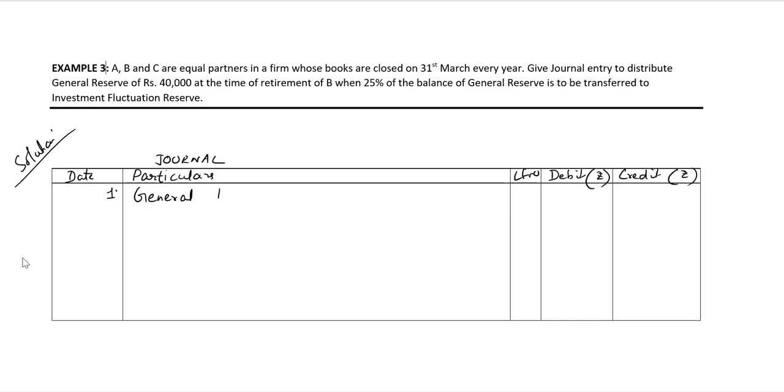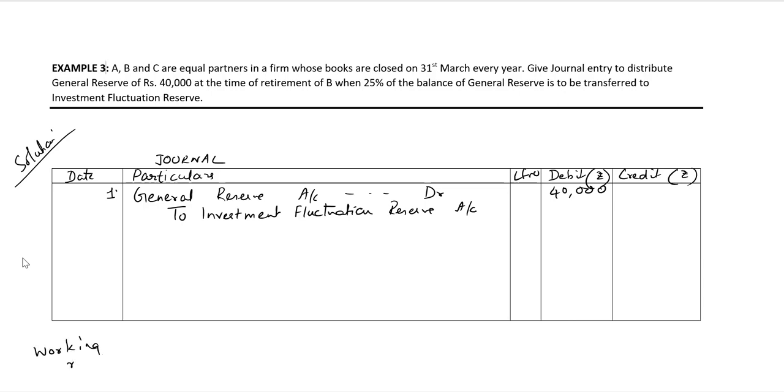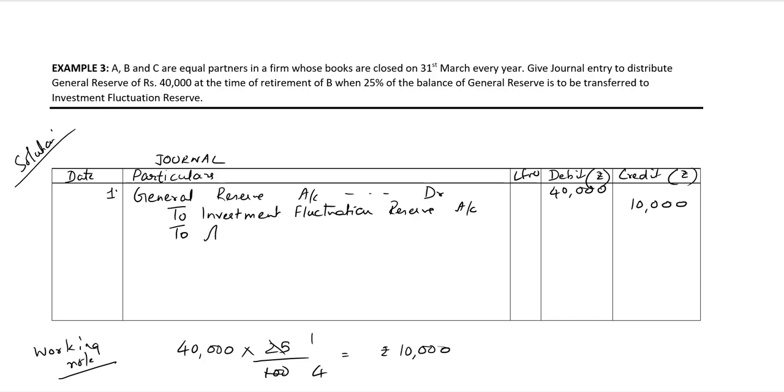General reserve account debit. The total general reserve amount is rupees 40,000. To investment fluctuation reserve account. We need to transfer 25% of the general reserve. So it's 40,000 multiplied by 25 divided by 100, which is 1 by 4, or in other words, rupees 10,000 is to be transferred to investment fluctuation reserve. The balance is 30,000. We'll distribute it between A, B and C.